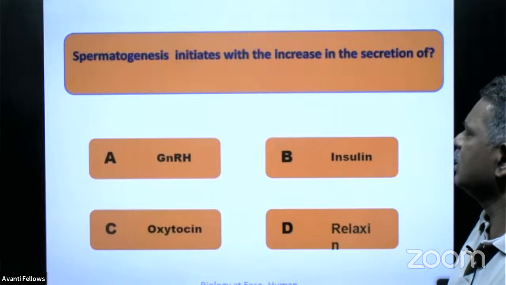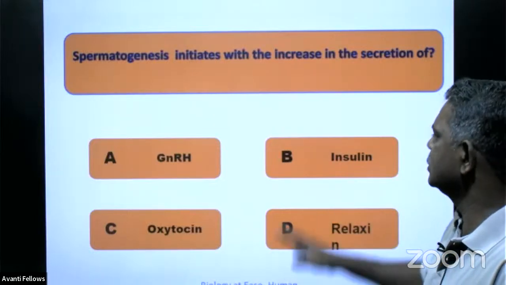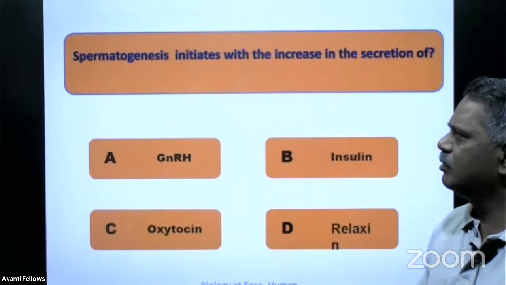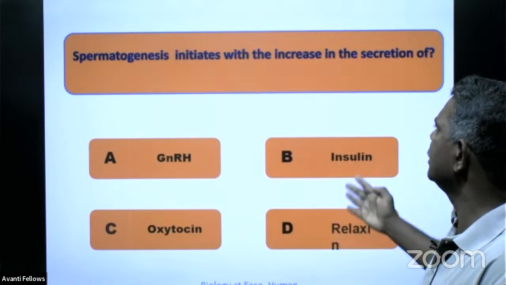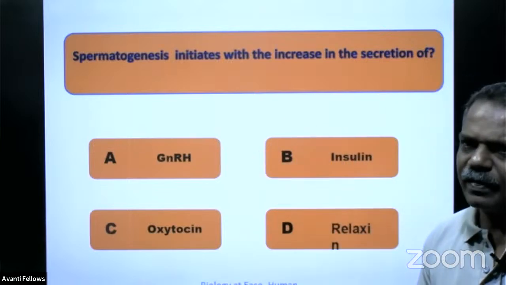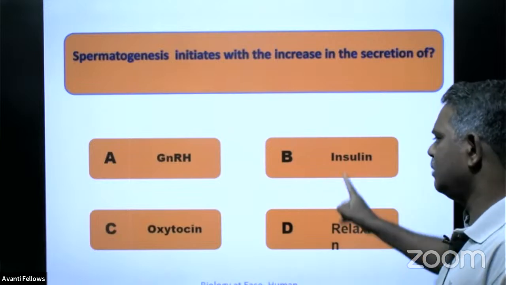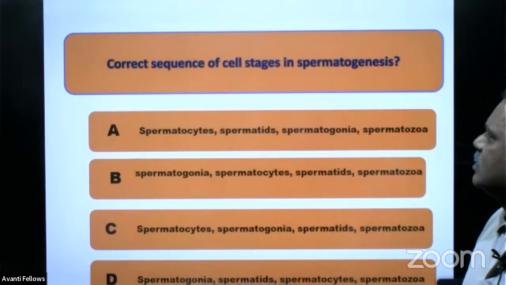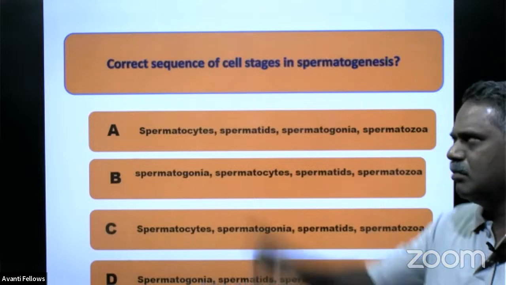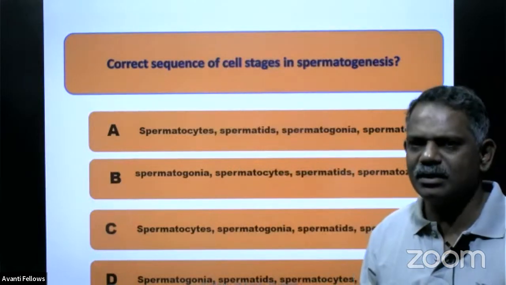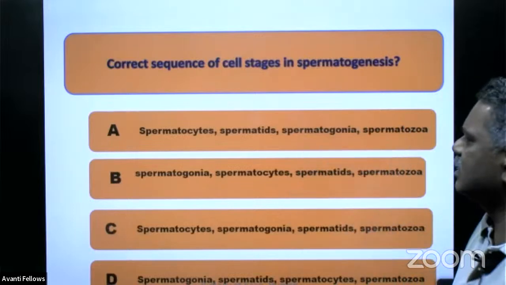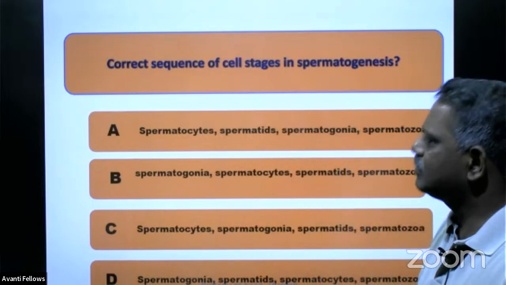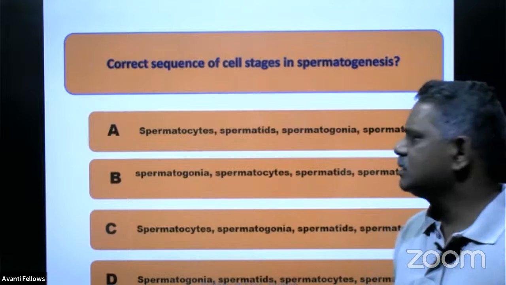Spermatogenesis initiates with an increase in the secretion of which hormone here? Find out the correct answer, A, B, C, or D. Then come to the correct sequence of cell stages in spermatogenesis. Remember the sequence of events happening during spermatogenesis and find out the correct sequence here. Take time and think about all the options very carefully and don't write the answer simply.